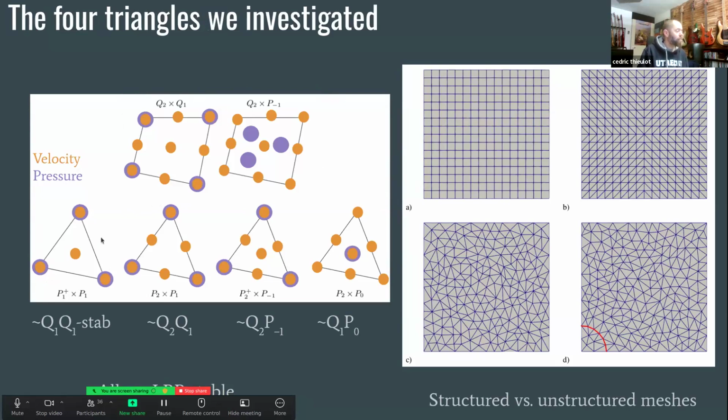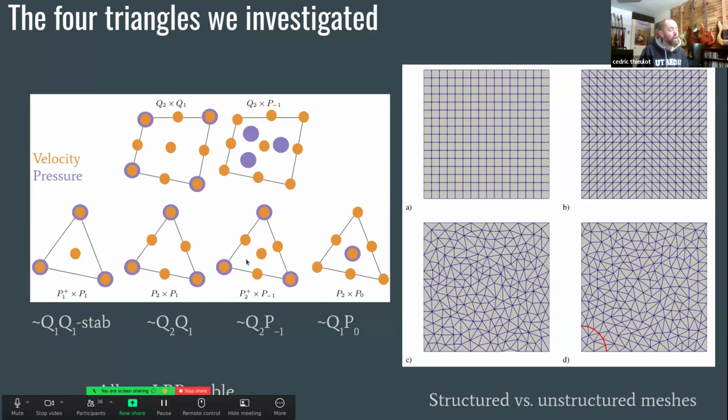Here we have pretty much the cheapest one, which is the so-called P1+P1. So it has a velocity bubble in the middle and a velocity and a pressure node at each vertex. And it is kind of the counterpart of the Q1 stab, right? It's almost the same kind of cost, if you want. Here we have the P2P1. So it's quadratic for velocities and linear for pressures, and it's the counterpart of the Q2Q1.